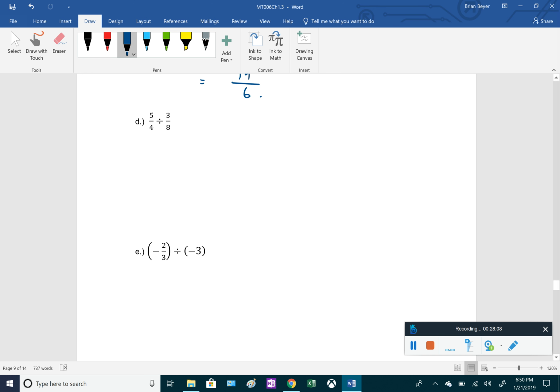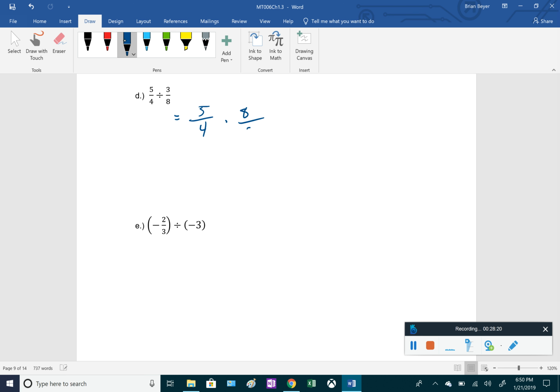Okay, and for the next one, do 2 more. We have 5/4 divided by 3/8. So keep, change, flip. Keep the first one the same. Change the multiplication. Reciprocate the second one. So we will have some common factors canceling. We have 8 divided by 4. 8 divided by 4 is the same thing as 2/1. So 5 times 2 is 10. 1 times 3 is 3. So this equals 10/3.